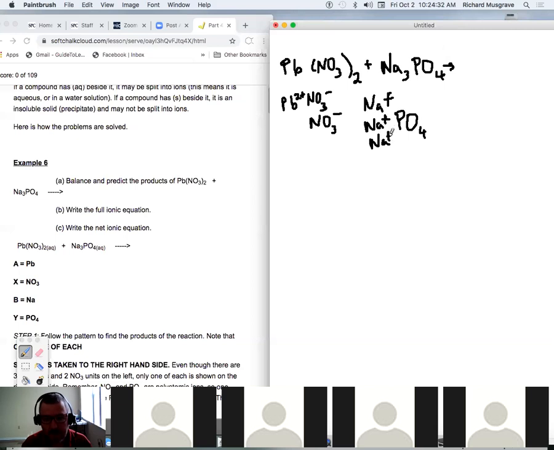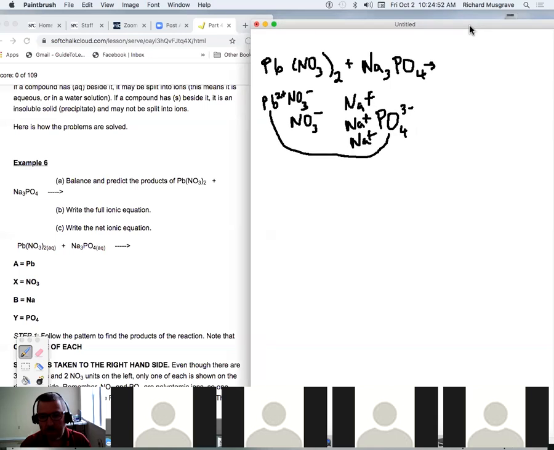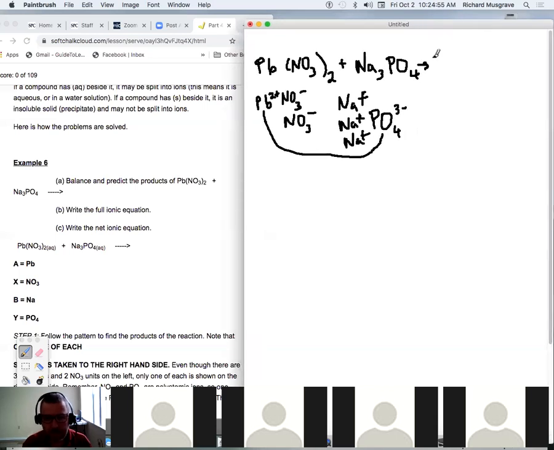So that'd be 3 Na pluses and PO4 3 minus. Again, the 3 minus we can get off the polyatomic ion sheet, which you'll have. Now I said this was double displacement, which means that it's going to follow the same pattern as what we saw earlier. We know that the Pb2 plus will join with the PO4 3 minus, and we know that the Na plus will join with the NO3 minus.